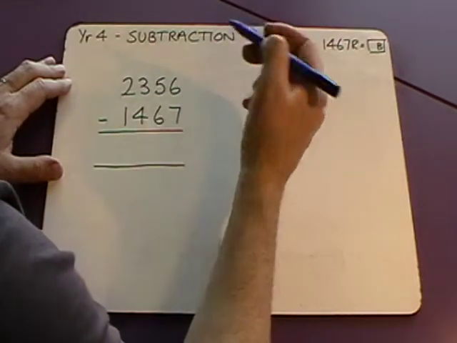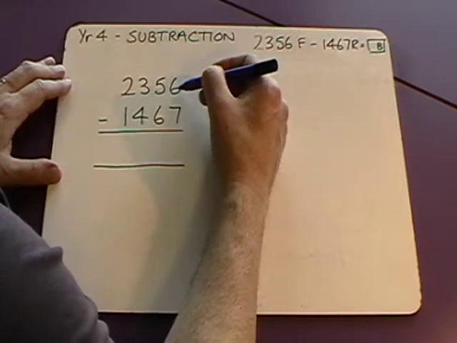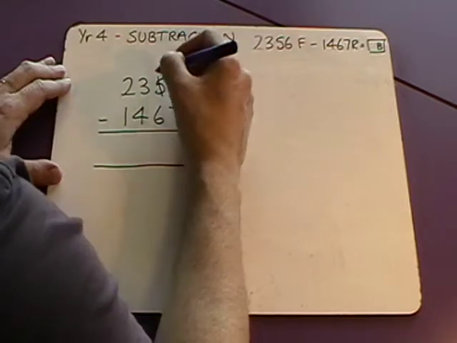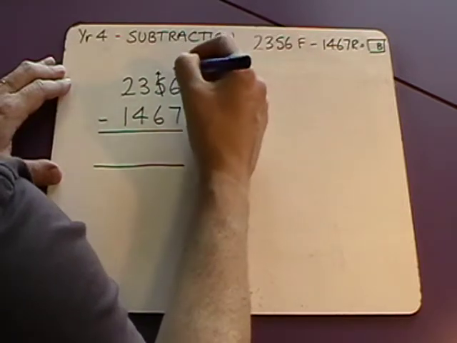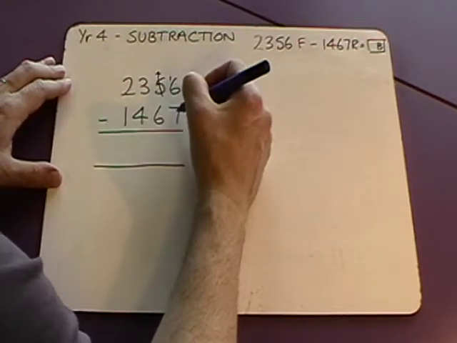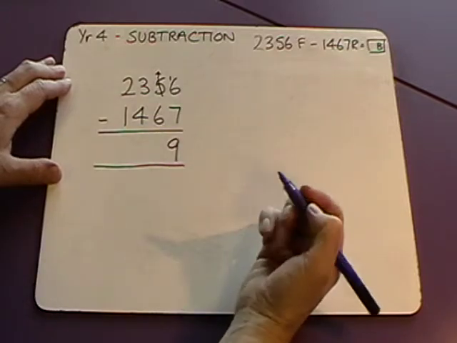So we start with our ones. We've got 6, subtract 7. We haven't got enough ones to subtract 7, so we're going to have to borrow from the tens column, which will leave us with 4 tens, and we put a 10 there to make 16 ones. 16 ones take away 7 ones, leaves us with 9 ones.